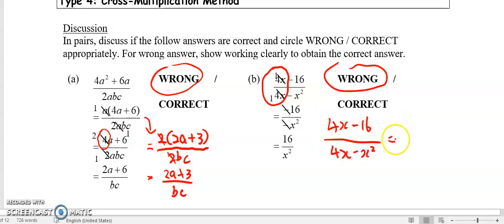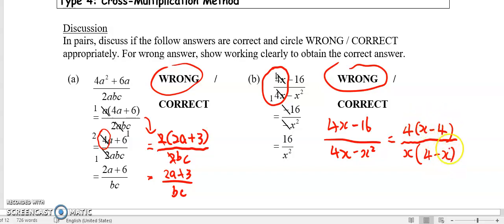Okay, in the numerator, between 4x minus 16, we have 4x minus x. Okay, we can factorize out 4, then we have 4 bracket x minus 4. And in the denominator, x is a common factor, we can factorize out x. So we'll be left with 4 minus x in the bracket.